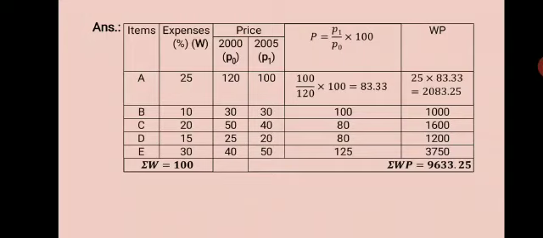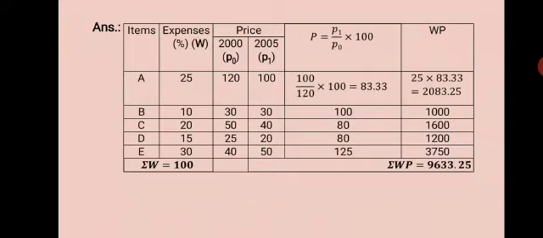Then first price relative we will get 100 divided by 120 into 100. If you simplify, you will get 83.33. Then 30 divided by 30 into 100, you will get 100. Then 40 divided by 50 into 100, we will get 80. Next is 20 divided by 25 into 100, we will get 80. And the last is 50 divided by 40 into 100, we will get 125.